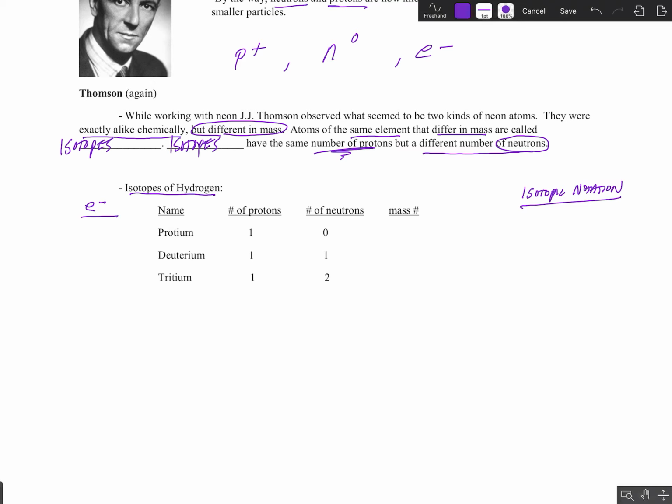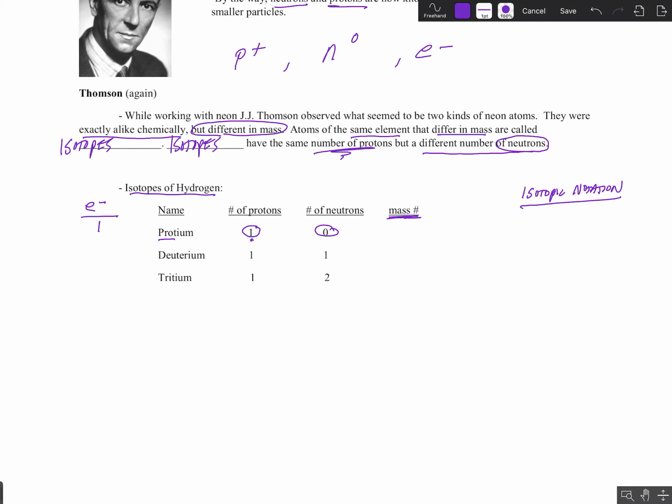The first and by far the most common isotope of hydrogen has one proton and no neutrons. Now, by the way, since it has one proton, won't it also have one electron? Protons and electrons must equal each other in neutral atoms. Scientists have named this protium because it's essentially just a proton. Of course, there's an electron buzzing around it as well.